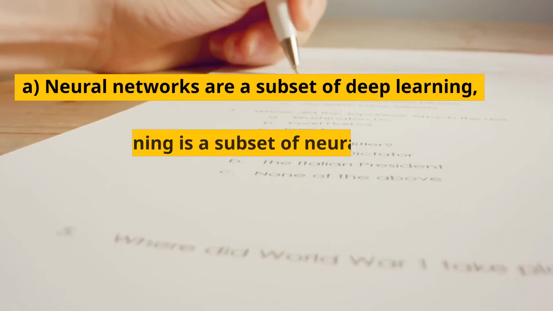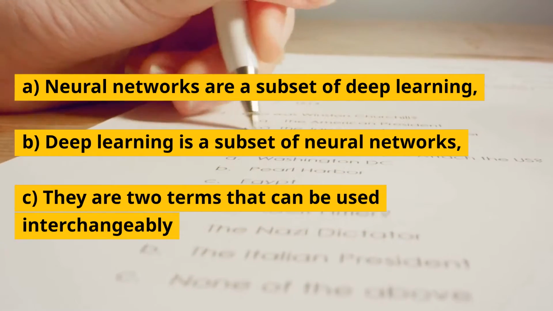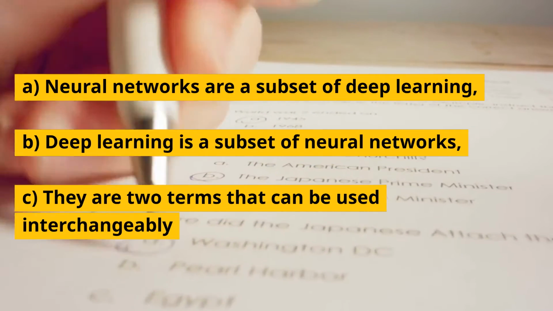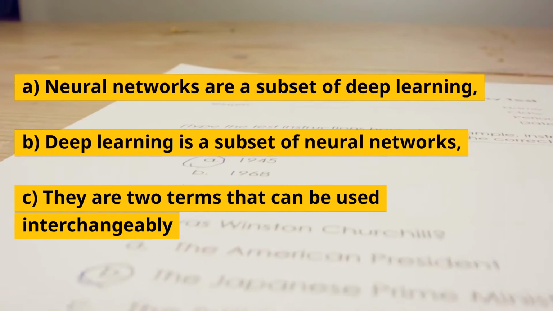A. Neural networks are a subset of deep learning. B. Deep learning is a subset of neural networks. C. They are two terms that can be used interchangeably.